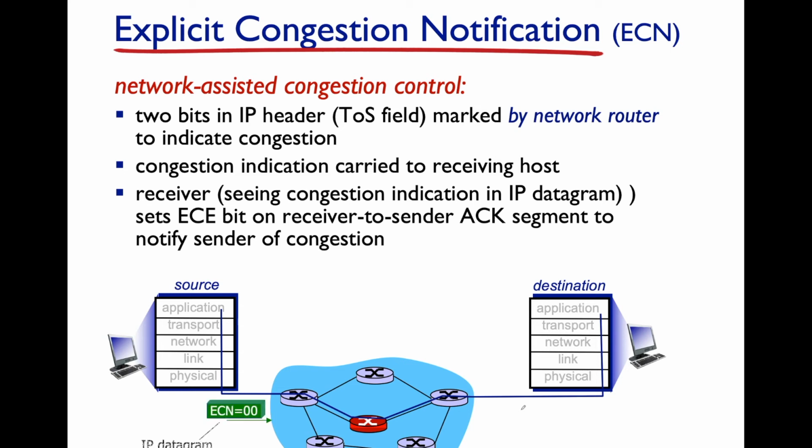So we have our source, and here's our datagram. It sends it across the network. It's marked to note that there's congestion if the router sees that its buffers are near to full. It gets to the destination, and when the destination returns an ACK back, it sets the explicit congestion notification bit, and the source gets it and says, there's congestion in the router. Let me adjust my window accordingly.